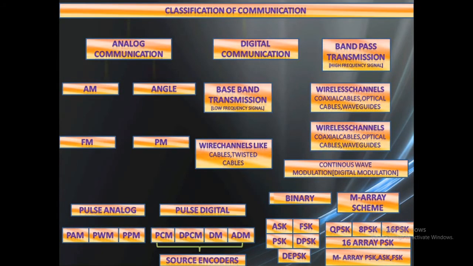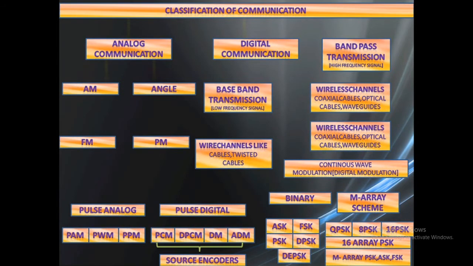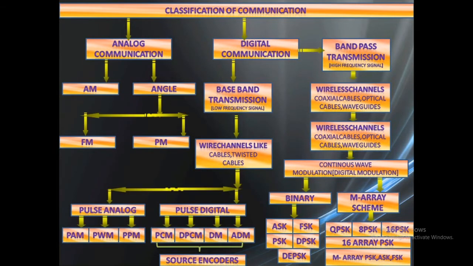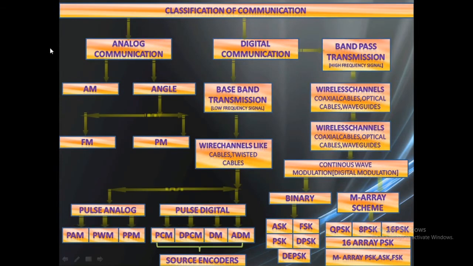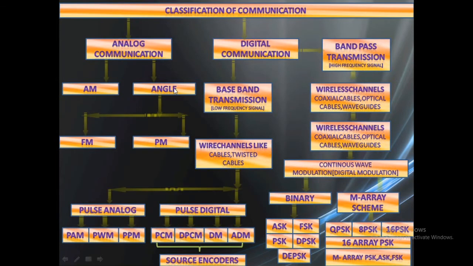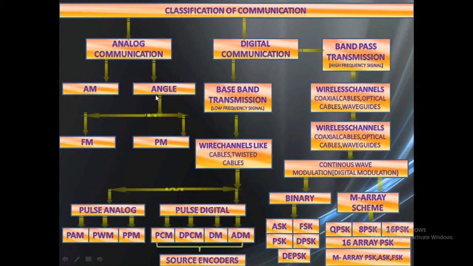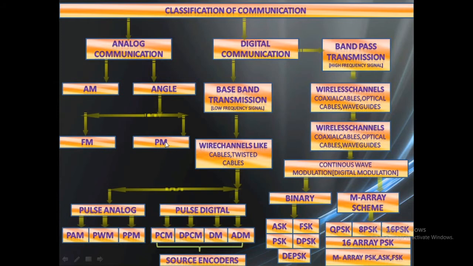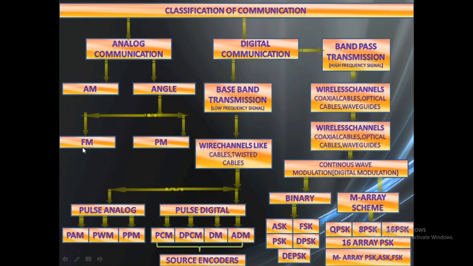Next, this is the classification of communication. Here, communication is divided into analog and digital communication. In analog, there are two types. The first one is AM and the other is angle modulation. Again, angle modulation is of two types, FM and PM. We know that AM means amplitude modulation, FM is frequency modulation, and PM means phase modulation.